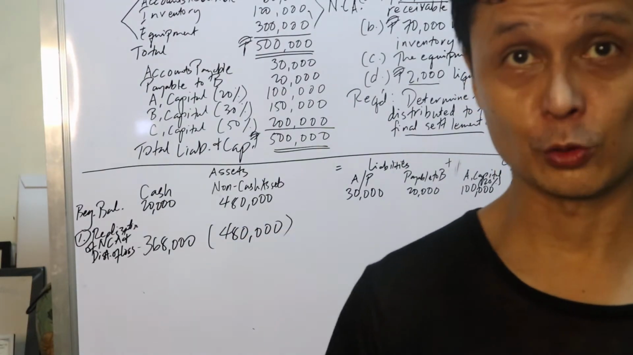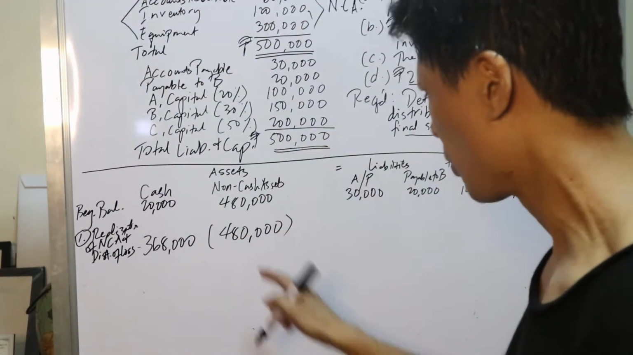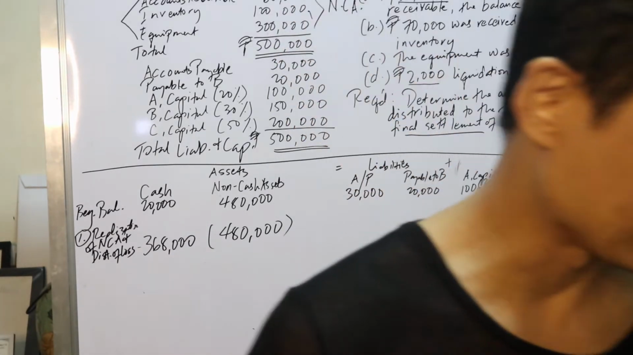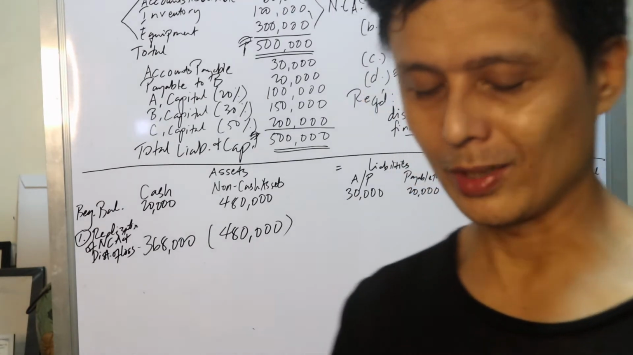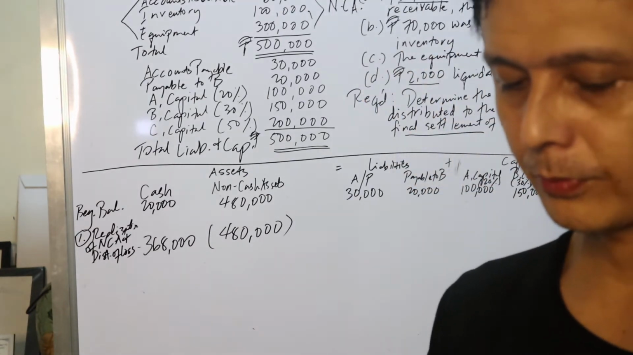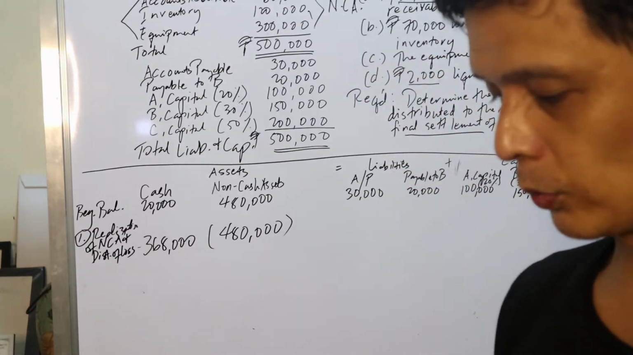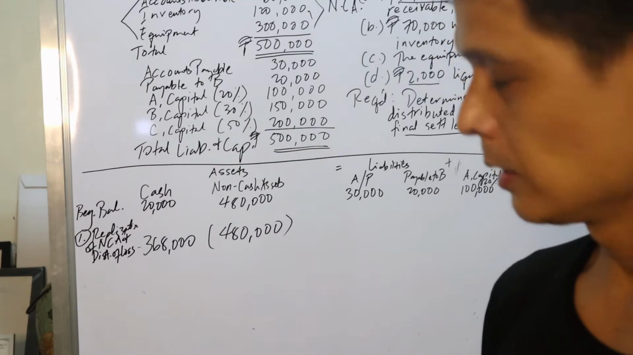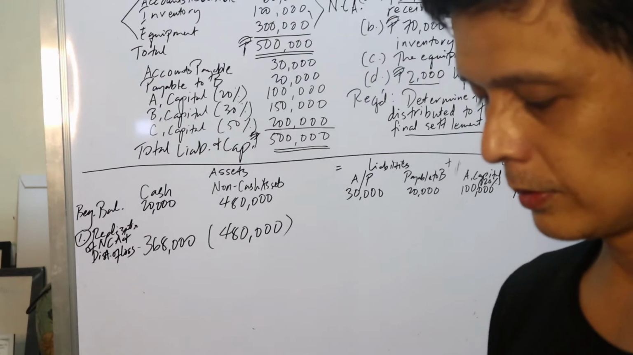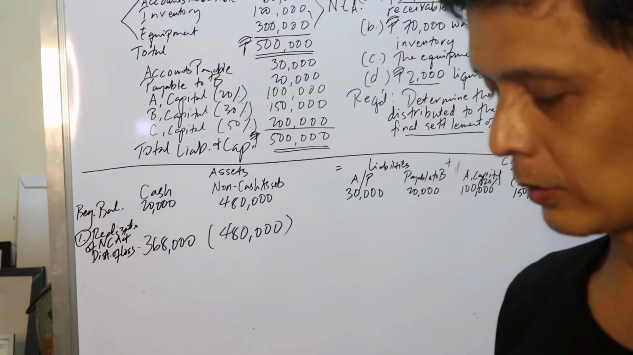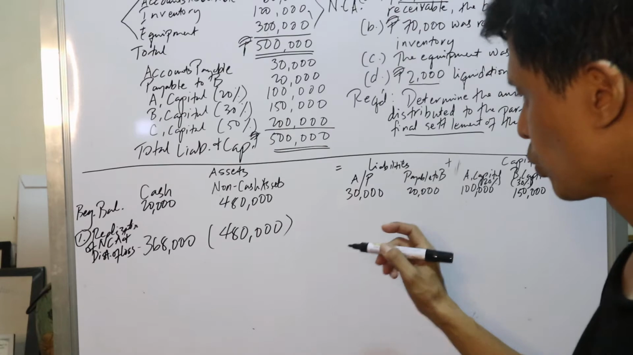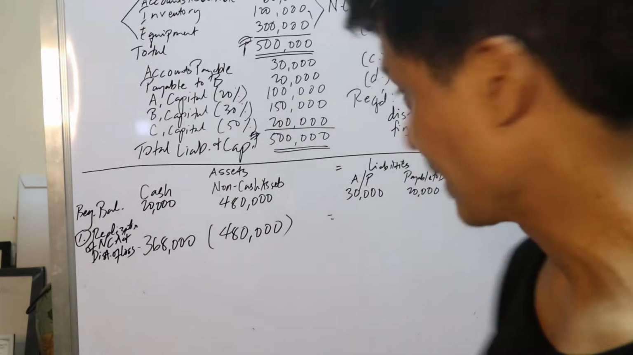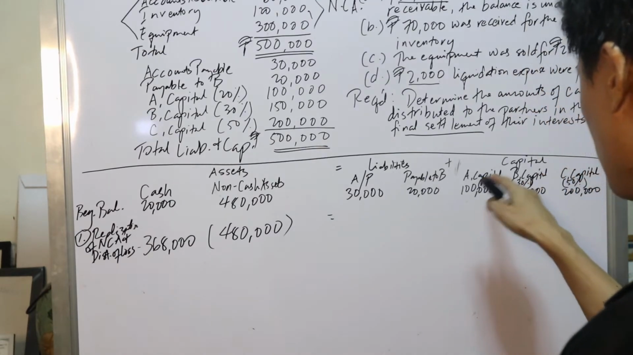So 368,000. Now, itong non-cash asset, isasara na natin to since this is lump sum liquidation. So lagyan natin ng parenthesis. Now, kung mapapansin natin, merong discrepancy between 480 and 368,000. So, i-compute natin ngayon. So, this would be 368 less 480. That would be 112,000. Itong 112,000 na loss na to, paghahatian nung mga partners.